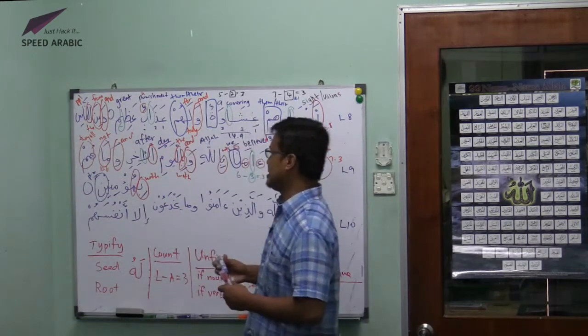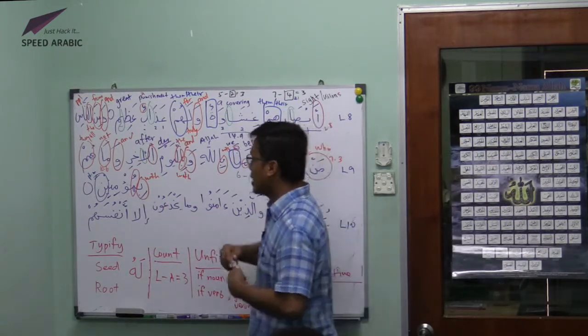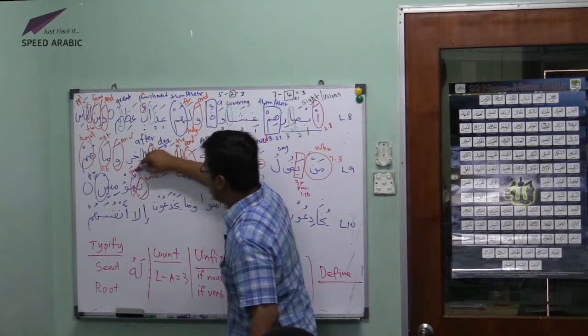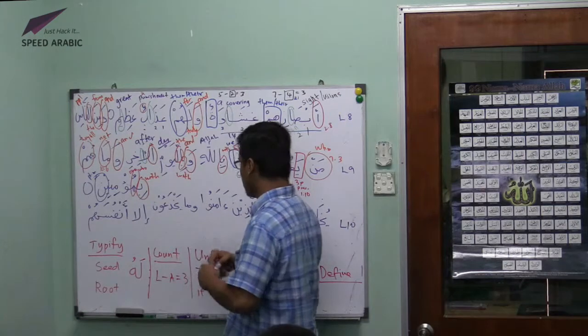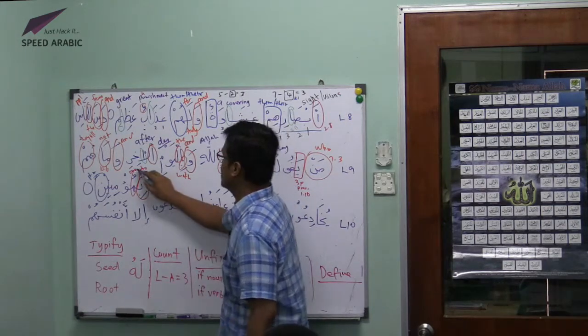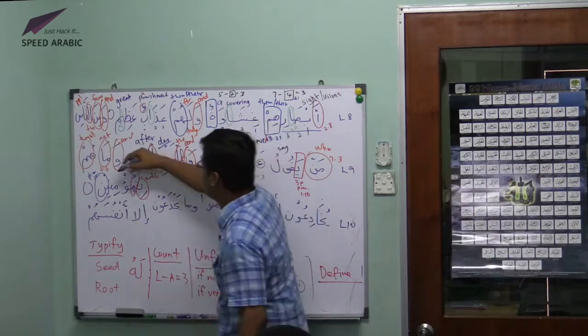Plural masculine. Okay. And the mu means one who. And when the mu plus a yanun, you get those who. And amana means belief.